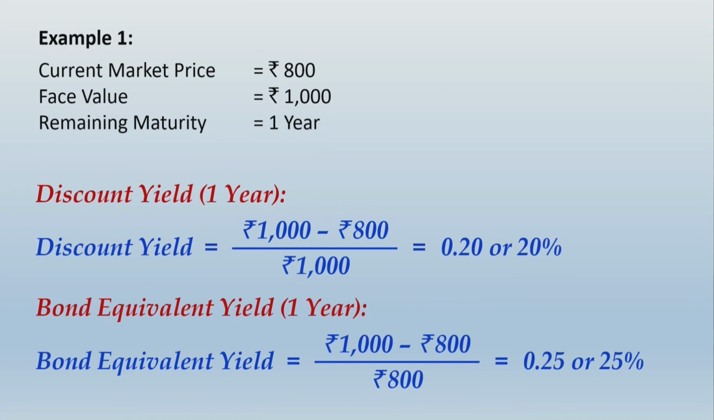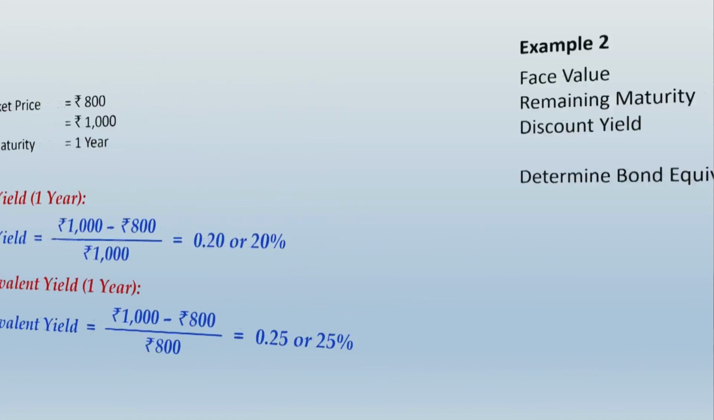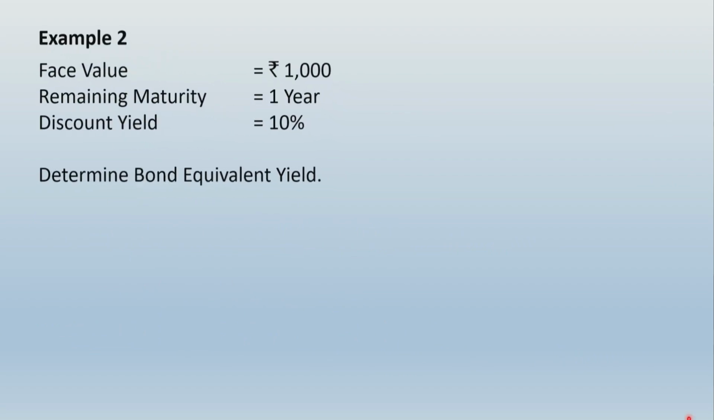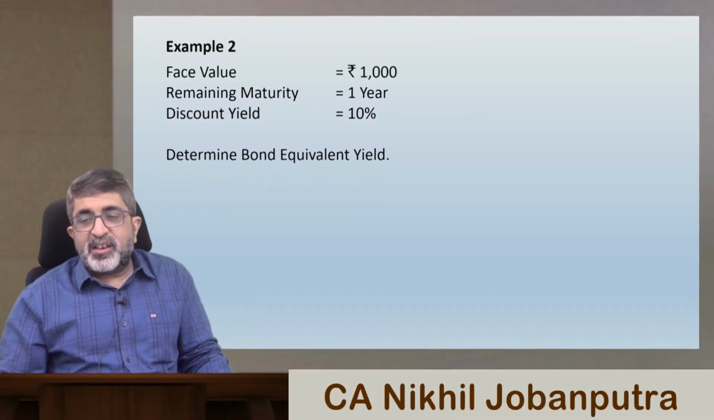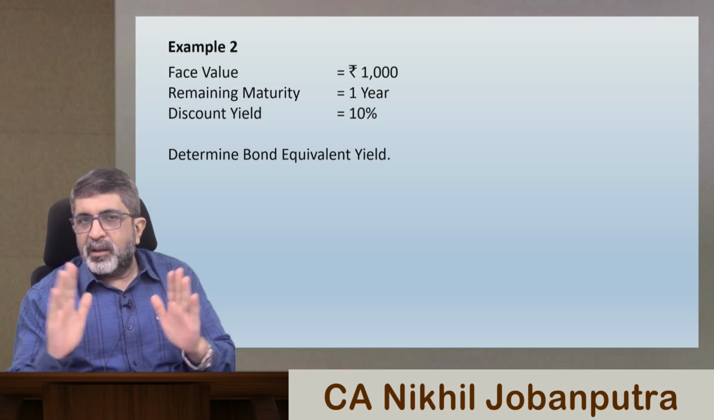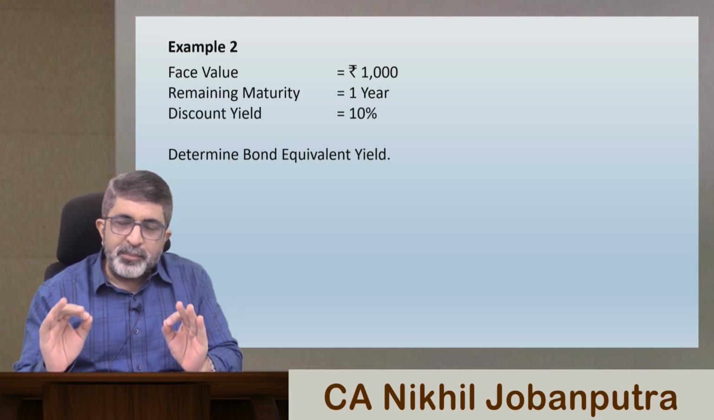Alright friends, once you have completed this example, let us move on to the next example. That will be example number 2. Face value of the instrument is rupees 1000, remaining maturity is 1 year, discount yield is given to you as 10%, determine the bond equivalent yield, that is the requirement. Now what you are going to do to answer this question, how are you going to approach it? Very simple.